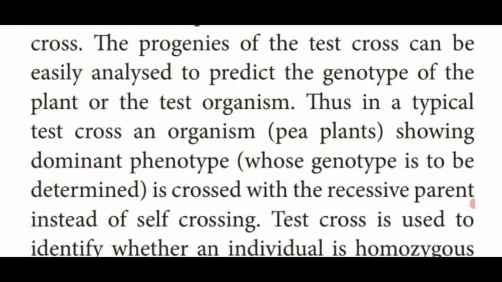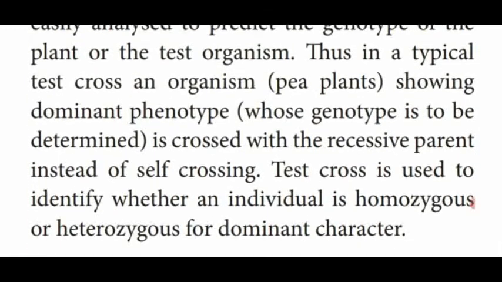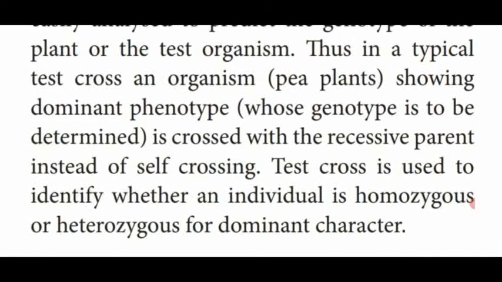The progenies of the test cross can be easily analyzed to predict the genotype of the plant or the test organism. So the test cross easily analyzes the genotypic ratio of an organism. So the pea plant, which is showing the typical test cross, that is dominant phenotype, is crossed with a recessive parent instead of self-crossing.